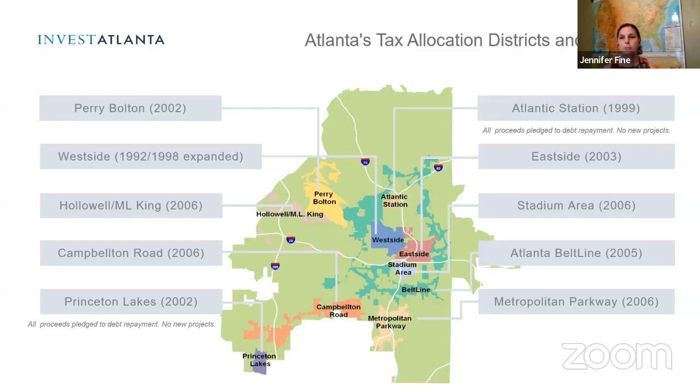That's Atlantic Station and Princeton Lakes. And we anticipate both being closed. They will have run their course within the next 2 years. Princeton Lakes most likely will actually be closed this year. So that's a good thing. That means that they've accomplished their goals and will now be closed, and all of those tax proceeds will continue to go to the taxing jurisdictions. Next slide, please.